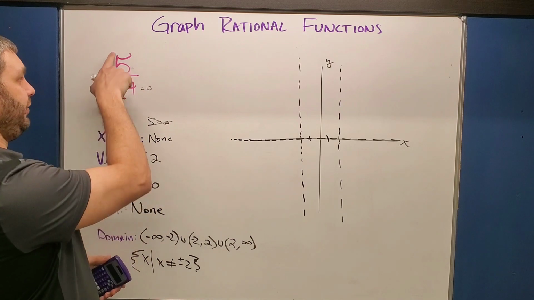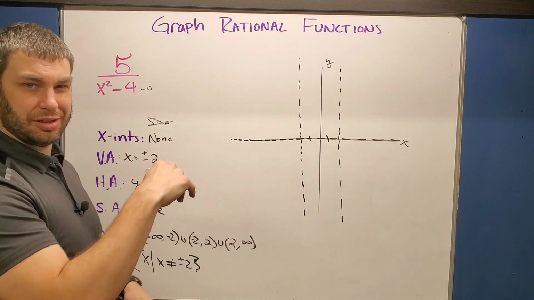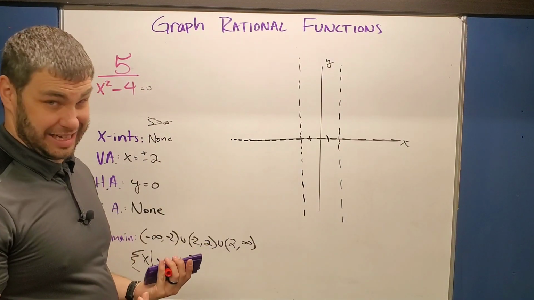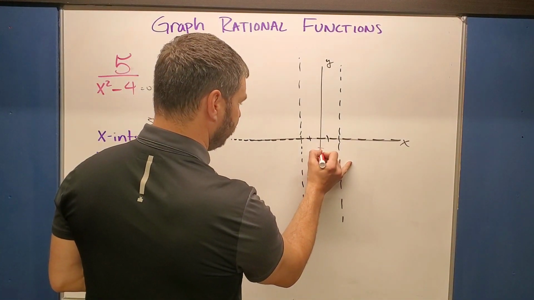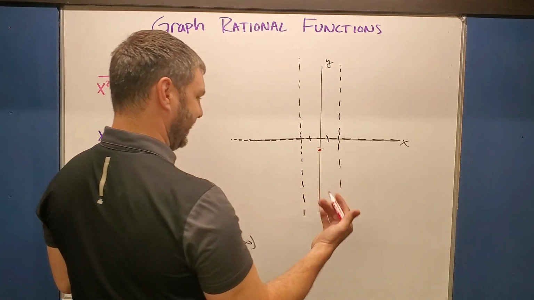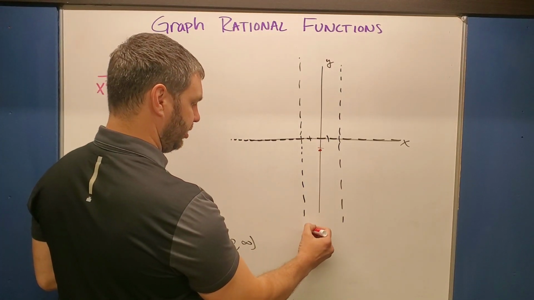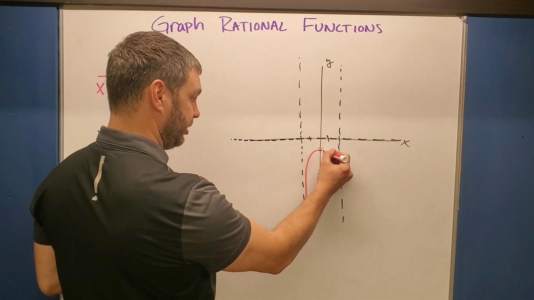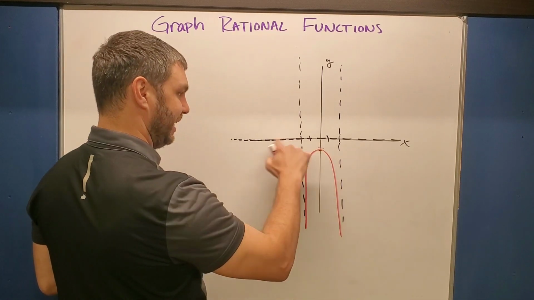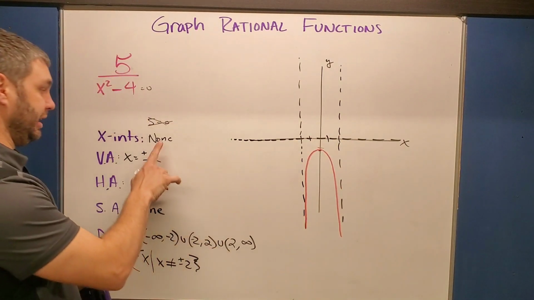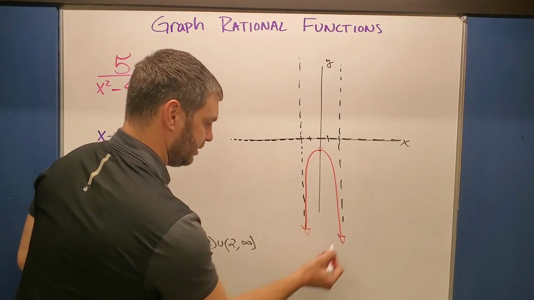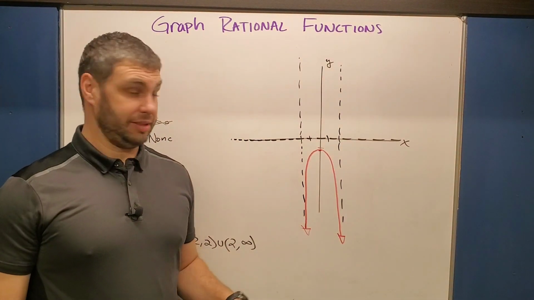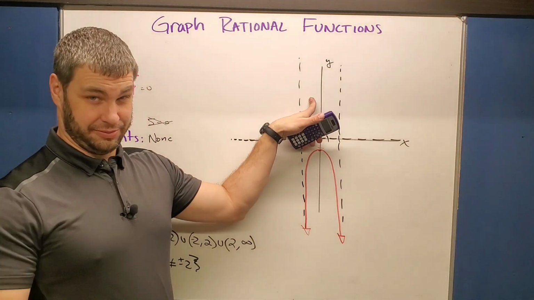If I plug in 0, I'd have 5 over -4, which in our case, all we need to know is that that is negative, right? If you want to know that's -1.2, you could, and it'd be just a little bit lower here. And again, the only thing this can do is start down low, come up and touch, and then go back down, right? We know it's not going to cross the x-axis here because, again, there are no x-intercepts. So that's the only thing that my graph can do there in the middle. Again, it can't be up here because it is a function, right?